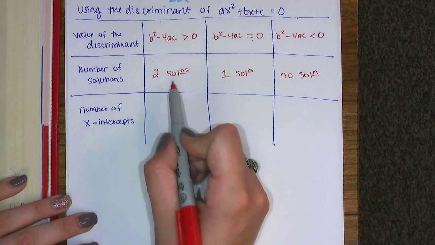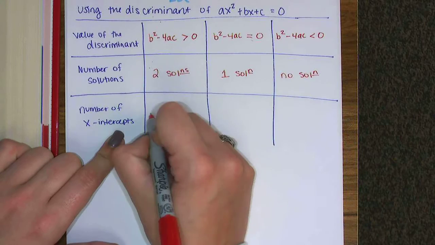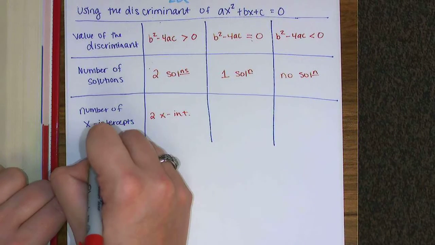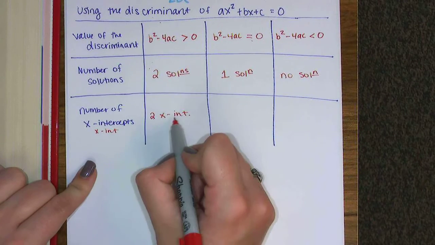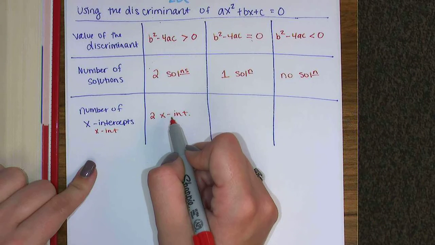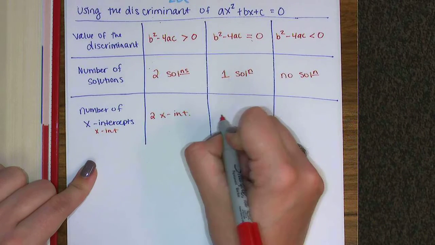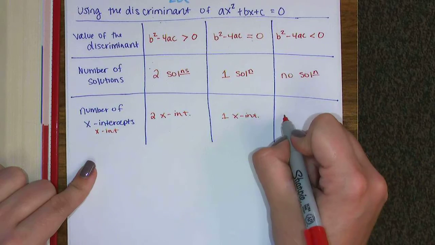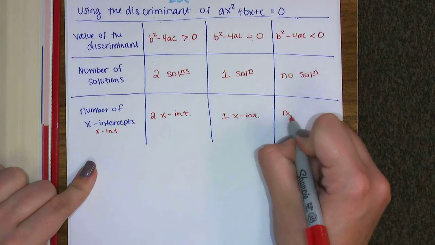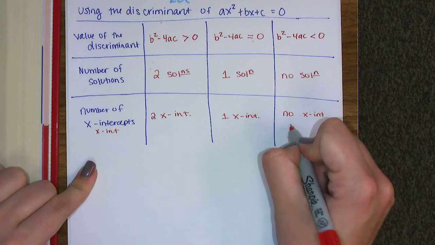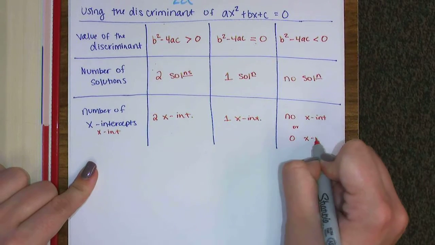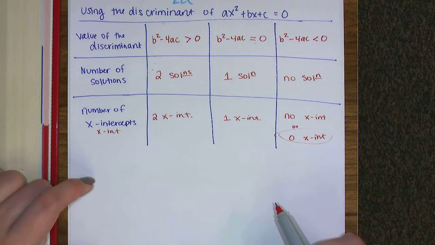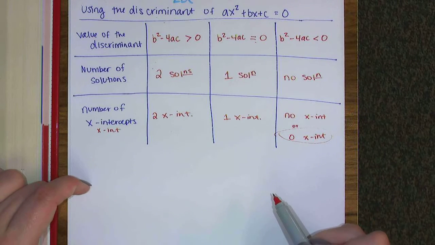Now, I told you these match. So the number of x-intercepts, there are 2 x-intercepts. This could be abbreviated as XINT, which is how I abbreviate it. So 2 x-intercepts if it's greater than 0. If it's equal to 0, it has 1 x-intercept. If it's less than 0, it has either, you can say no x-intercepts, or you can say 0 x-intercepts. The book is going to use 0, but I don't care which way you say it. Just for a reference when you're checking your answers.